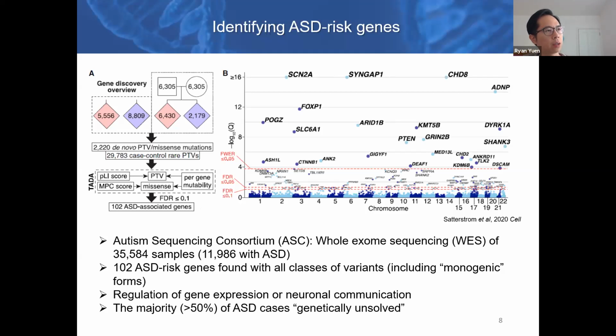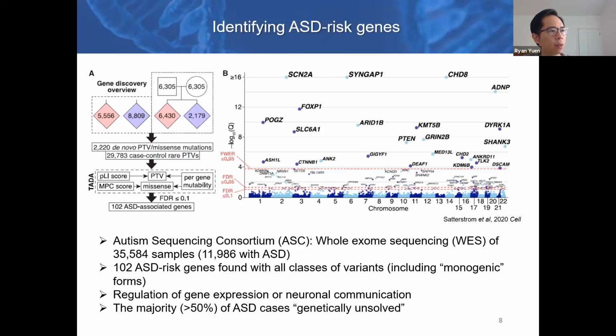And many of them are actually known before for autism, such as SCN2A that I mentioned earlier, and SHANK3, for example. And through these large-scale studies, we know that many of these genes are responsible for regulation of gene expression, obviously, or neuronal communication. So things involved in synaptic functions, and for example, transcriptional regulation.